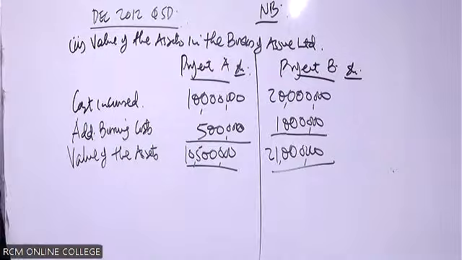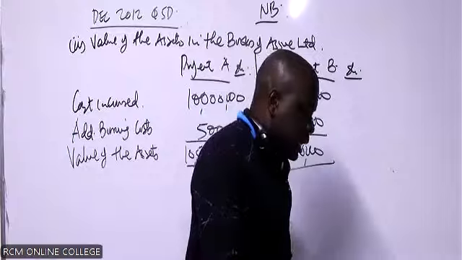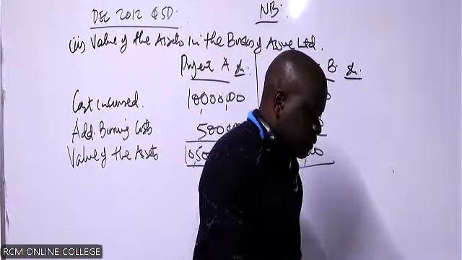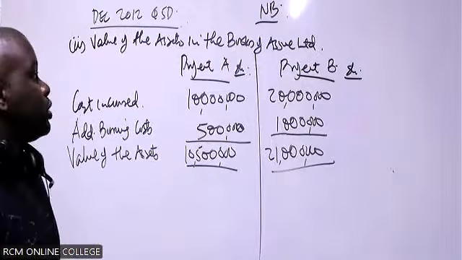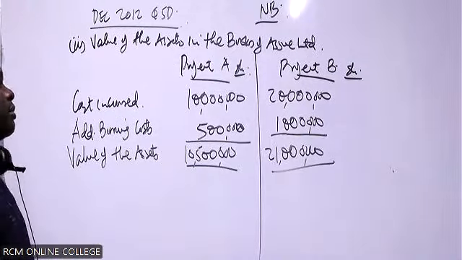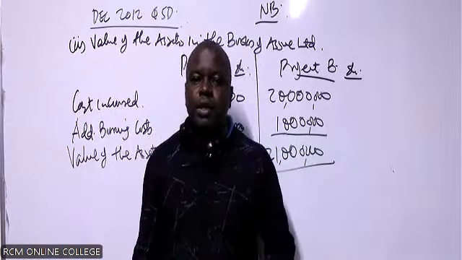10,500,000. So that's how you could have been able to account for those values of the assets, and also account for the borrowing cost under the two projects, that is project A and project B. This one is a bit common in the exam. Borrowing cost is actually a bit common in the exam.